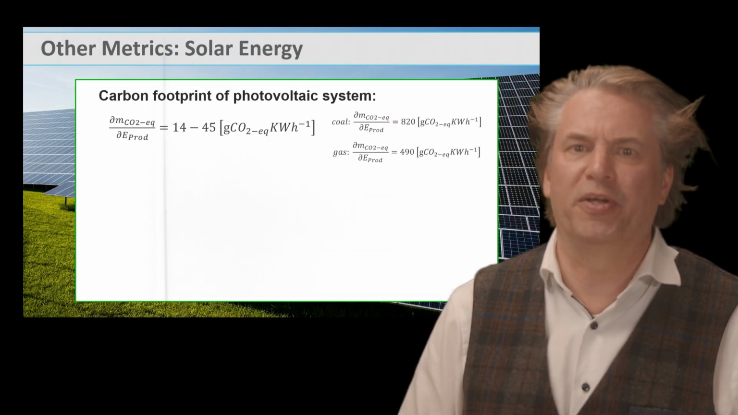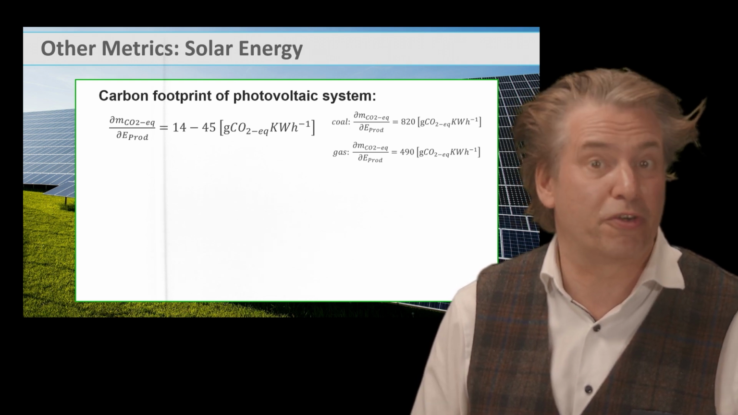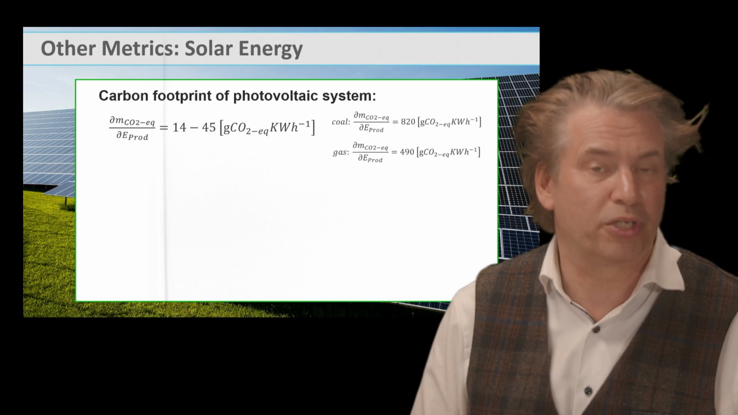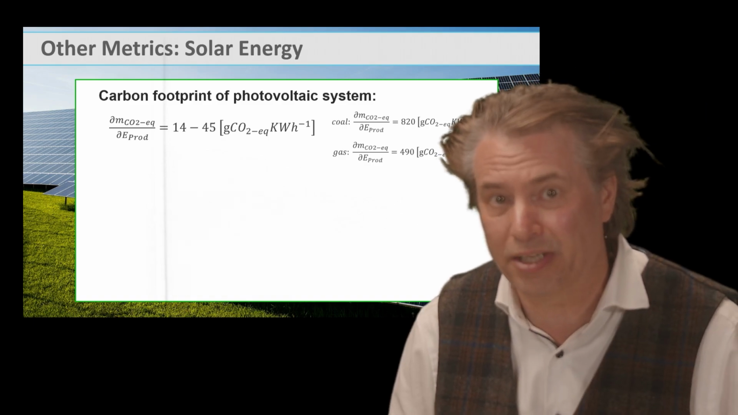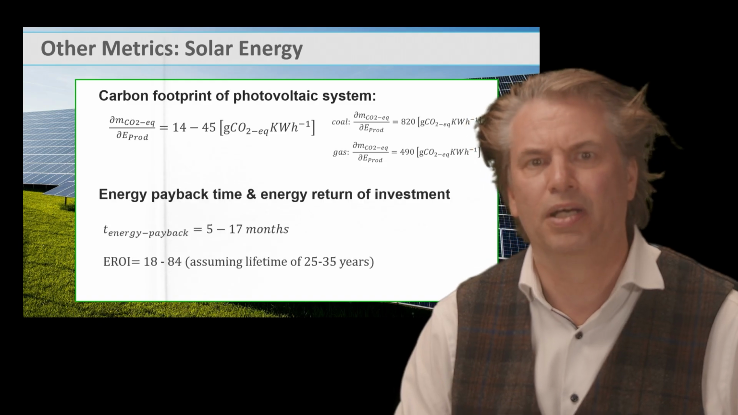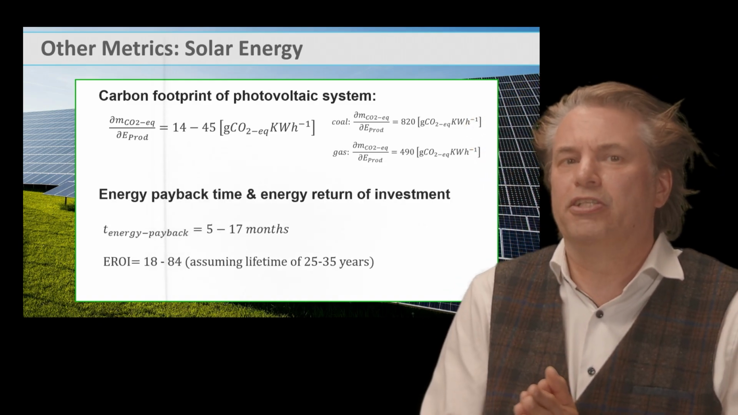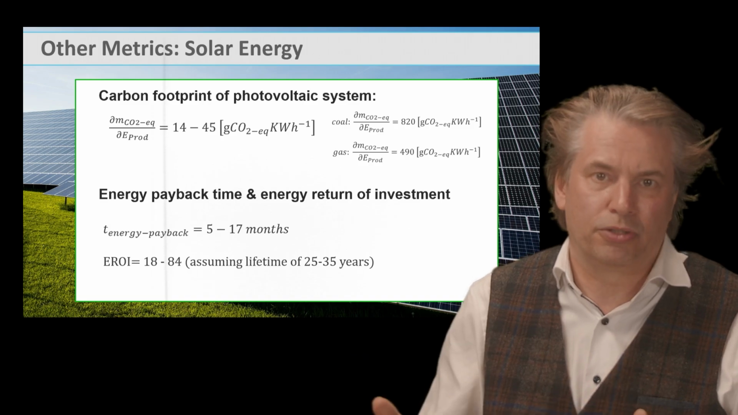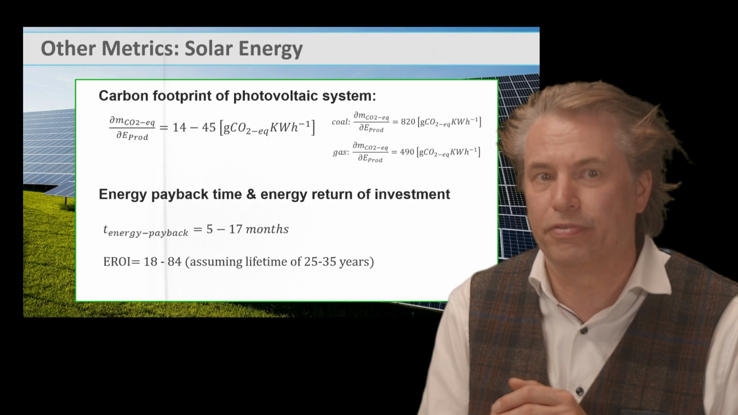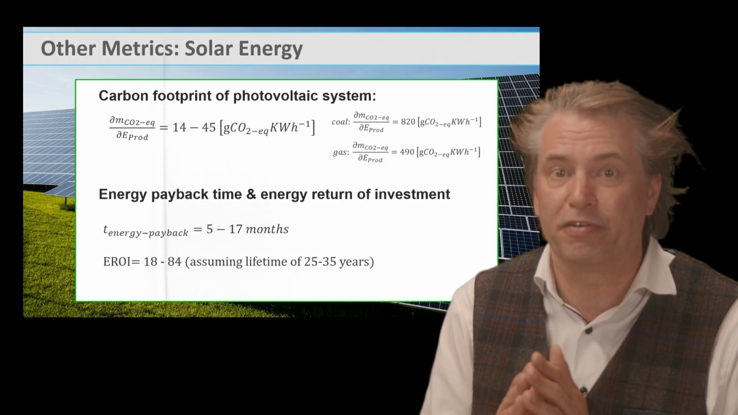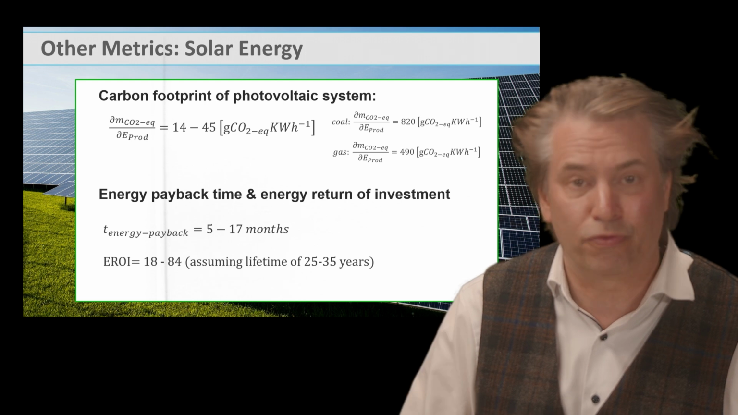The carbon footprint of a PV system is 14 up to 45 equivalent grams of CO2 per kilowatt hour. It is 34 times less than coal and 20 times less than gas. Depending on the location, the energy payback time of a PV system is 5 up to 17 months. Assuming the currently guaranteed lifetime warranties of 25 up to 35 years, the energy return on energy investment is 18 to 84 for PV panels.